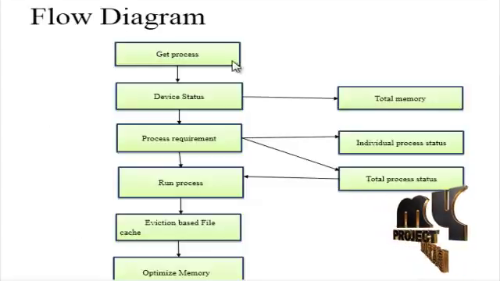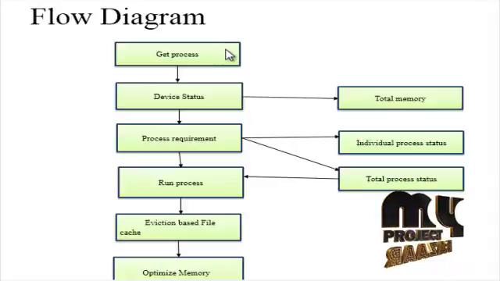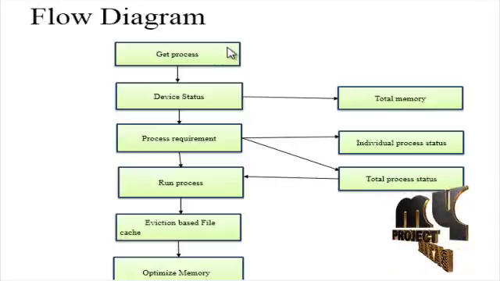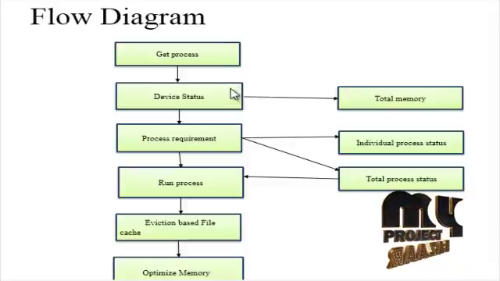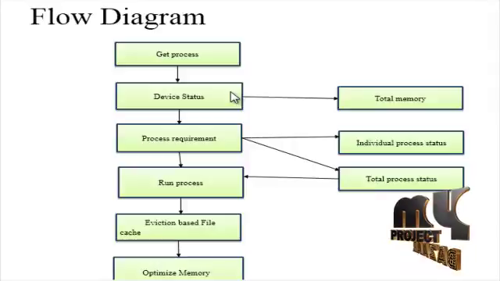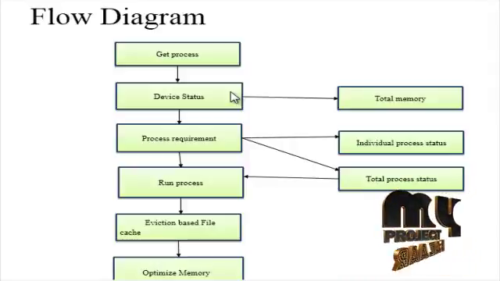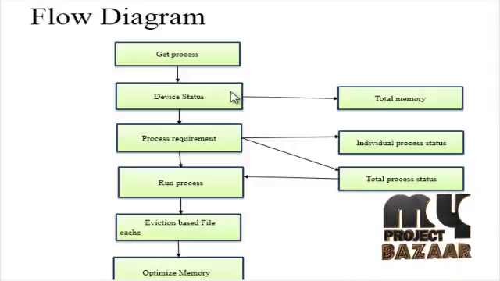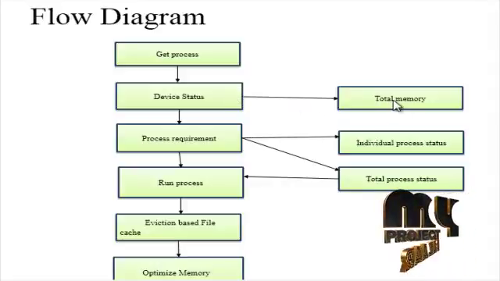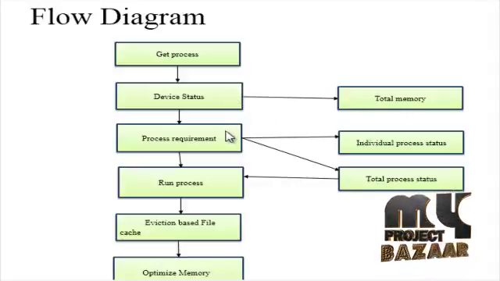First, we will get the process. In this process, we will get the number of applications to be run in our device. Then the device status. First, we need to check the device status so that we are able to run our application as needed. In this device status, we will be checking the total memory of the device. After checking the total memory of the device, we will go to the process requirement.